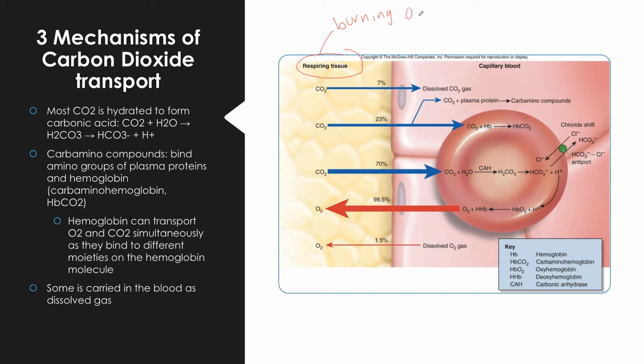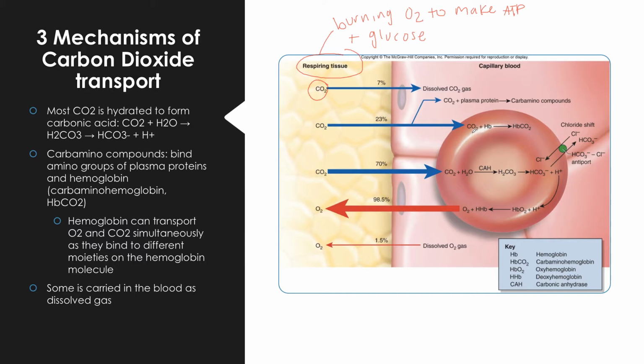So, burning O2 to make ATP. And it's also burning glucose. So, 7% of this goes straight into the plasma in the form of dissolved gases.